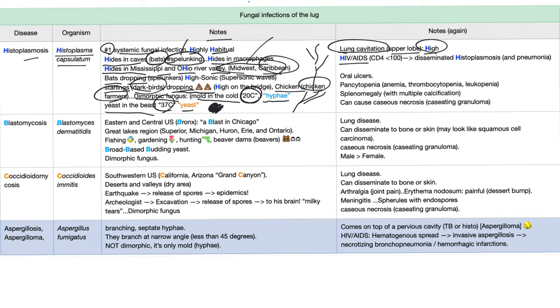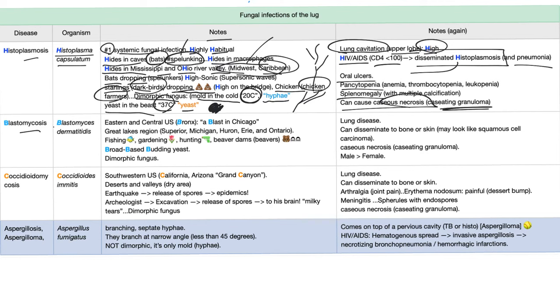HIV patients with weak immunity, especially if CD4 starts falling below 100, can get disseminated histoplasmosis and pneumonia. Disseminated goes everywhere: oral ulcers, pancytopenia, splenomegaly, and it can even lead to caseous necrosis. Histoplasmosis is one of the causes of caseating granuloma. And I've talked about caseating and non-caseating granulomas in one of those previous videos in this glorious playlist of pulmonology.